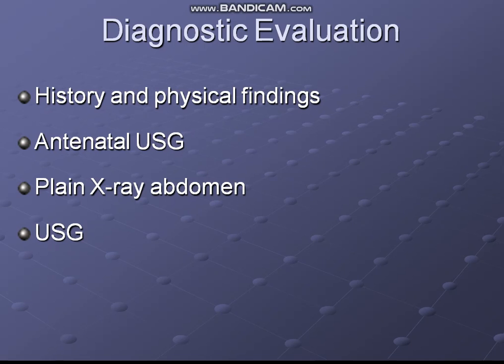So നമ്മൾ കുട്ടി ജനിക്കുന്നതിന് മുമ്പ് in order to see the fetal well-being and congenital anomalies we do multiple ultrasound scans. So ആ ഒരു antenatal period sometimes it may be observed in those USG scans. After birth, you can go for a plain X-ray abdomen in order to see for any abnormalities and the ultrasonographic evaluation. So these are the diagnostic evaluations: history and physical finding, and antenatal USG, plain X-ray abdomen, and USG scan.